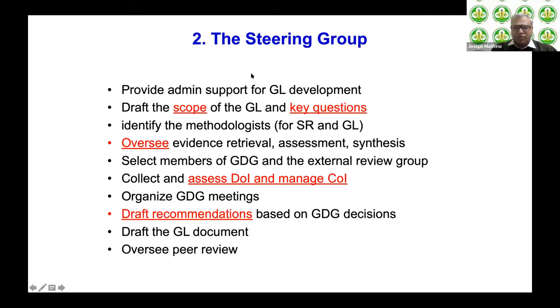It might comprise 4 or 5 people who have got expertise in the subject, as well as some expertise in how guidelines are developed. And if I had to pick out one word from this busy, crowded slide, I think it would be oversight. The steering group has to oversee the entire process, right from framing the research questions to which answers are provided through the guideline recommendations, right to the process of selecting the teams and doing the process, and ultimately publishing the document.